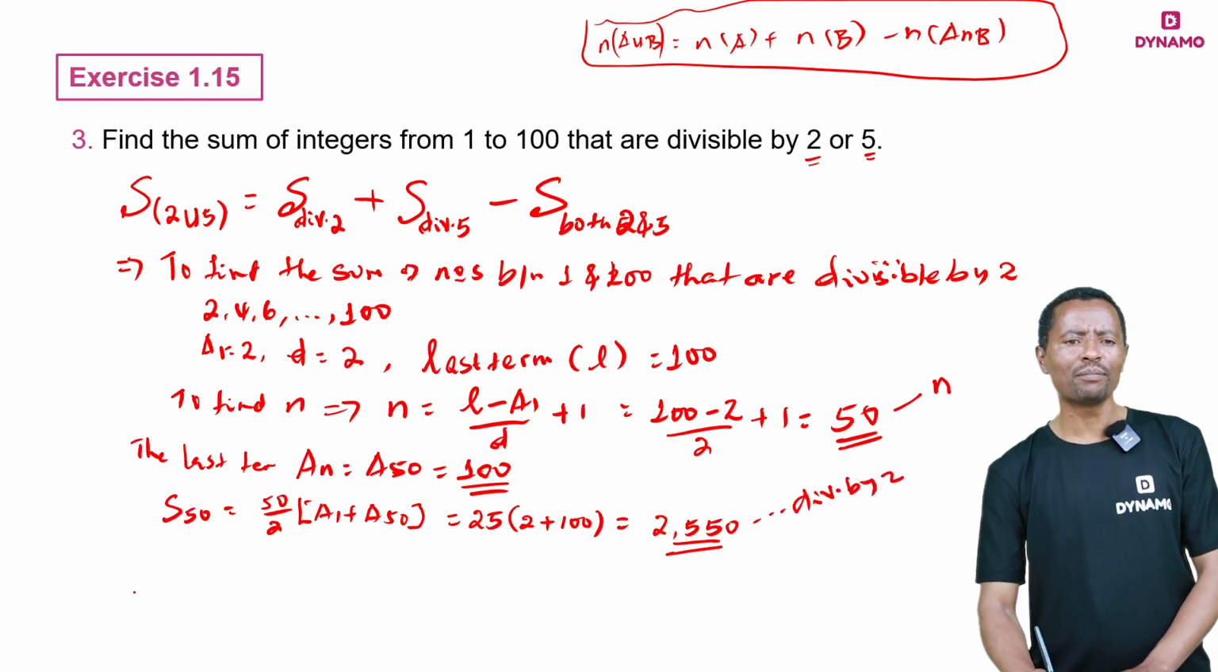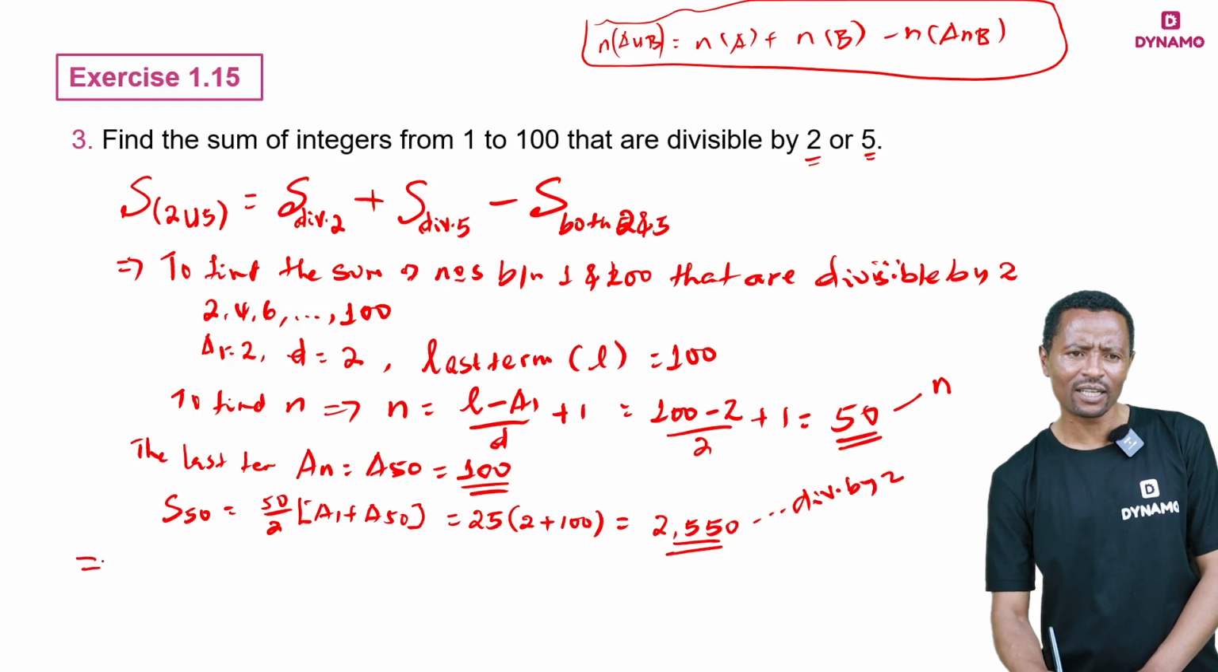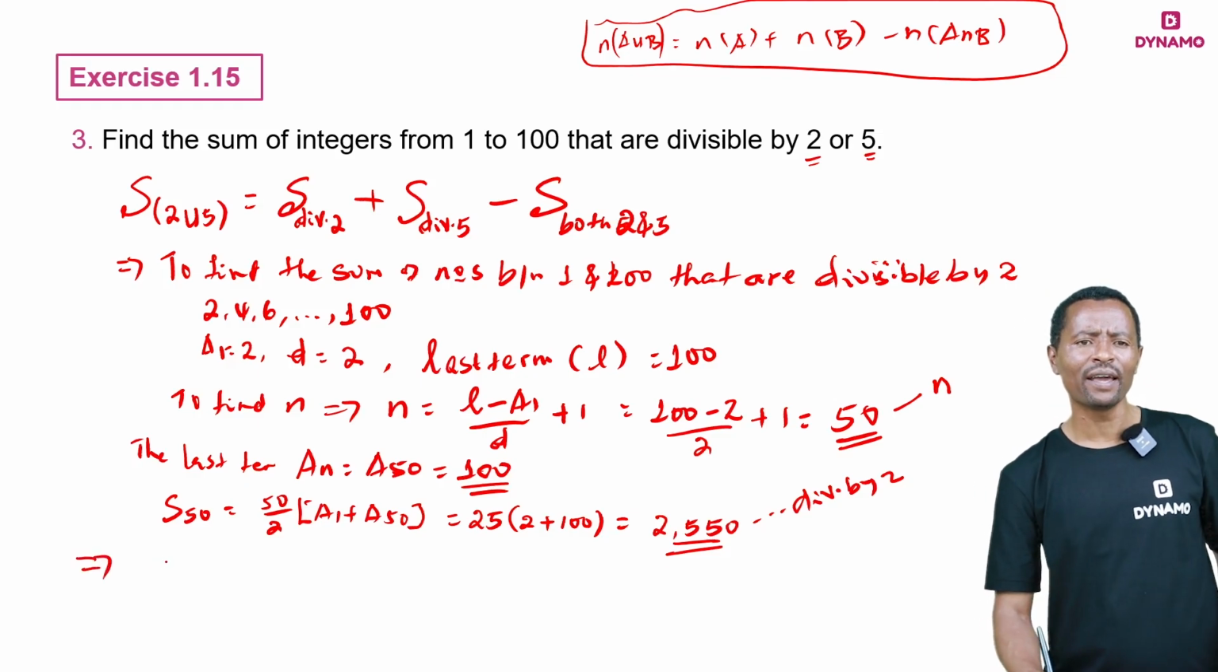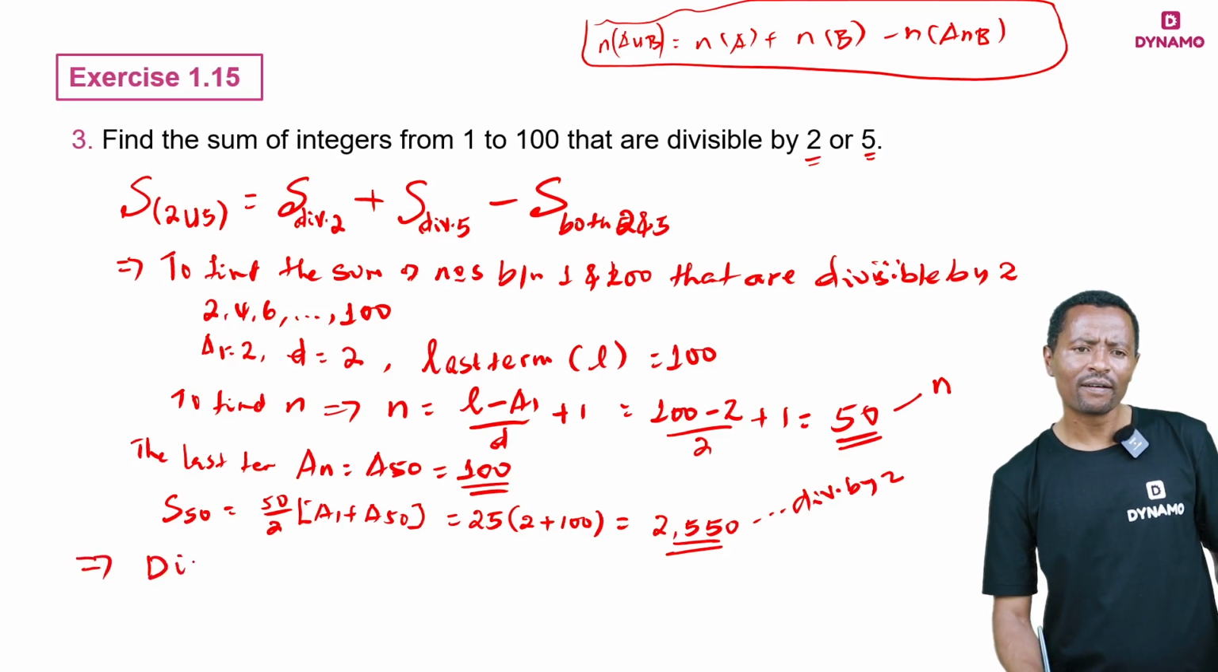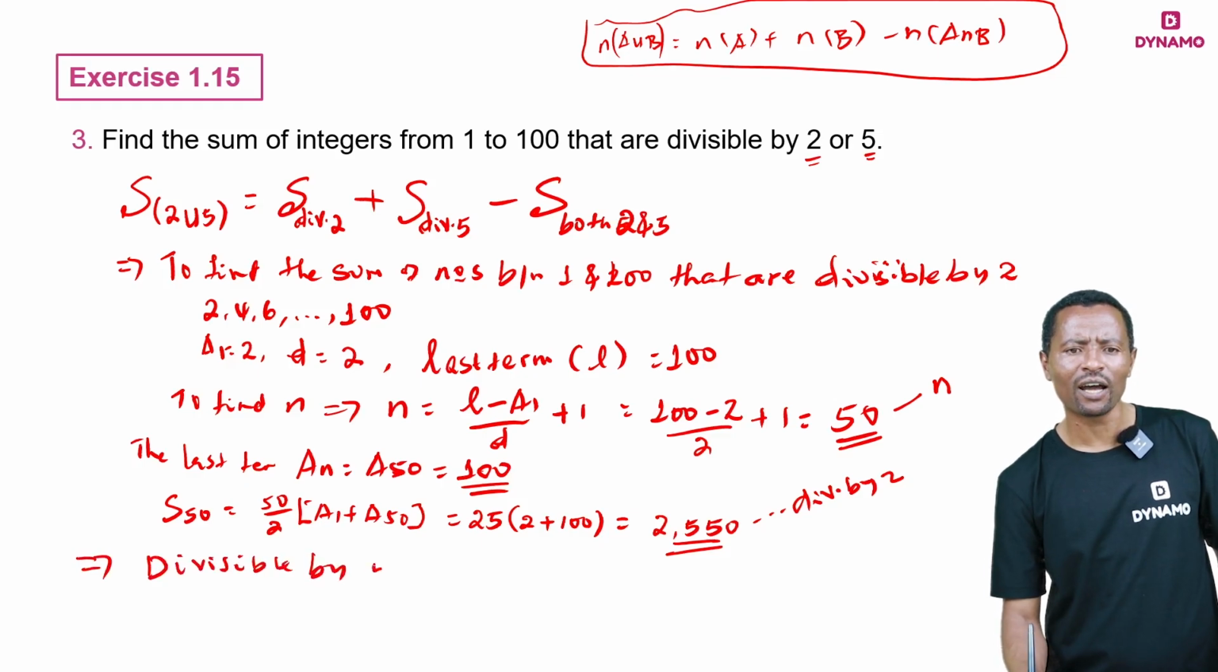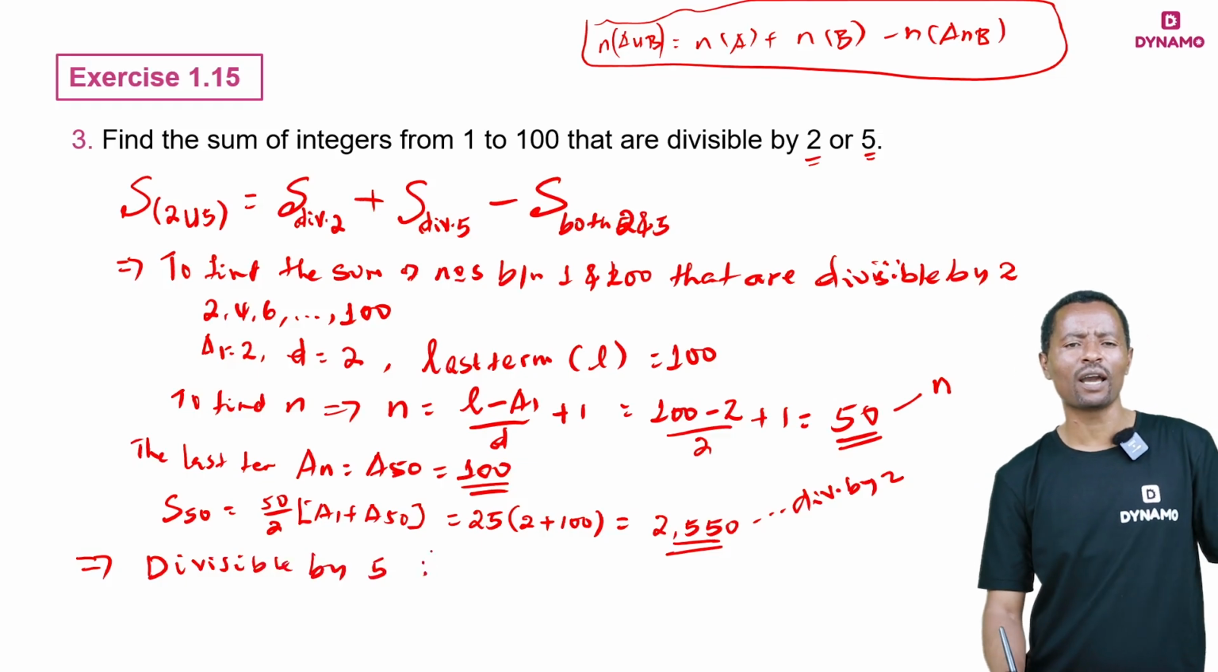Inni taanu the numbers lammaffaan keenya, the numbers divisible by what? By 5 kan ta'an maal inni? Tokko kaasanii amma wannitti kan jira.